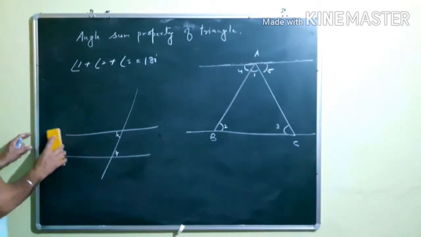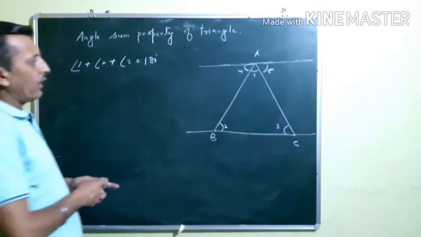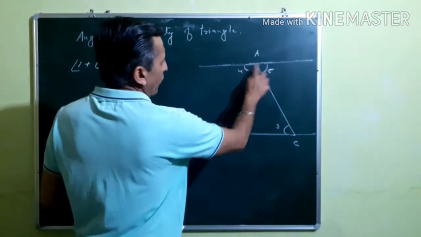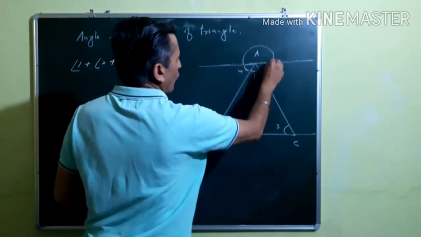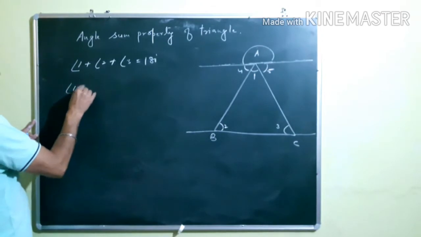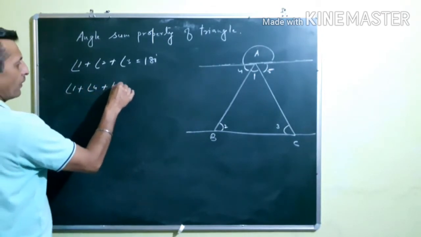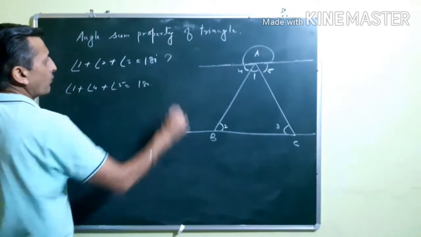As you know, the sum of all angles on this line, that means 1, 4, 5, is equal to 180 degrees because they lie on a single line. So angle 1 plus angle 4 plus angle 5 is equal to 180 degrees. This is what we have to find.